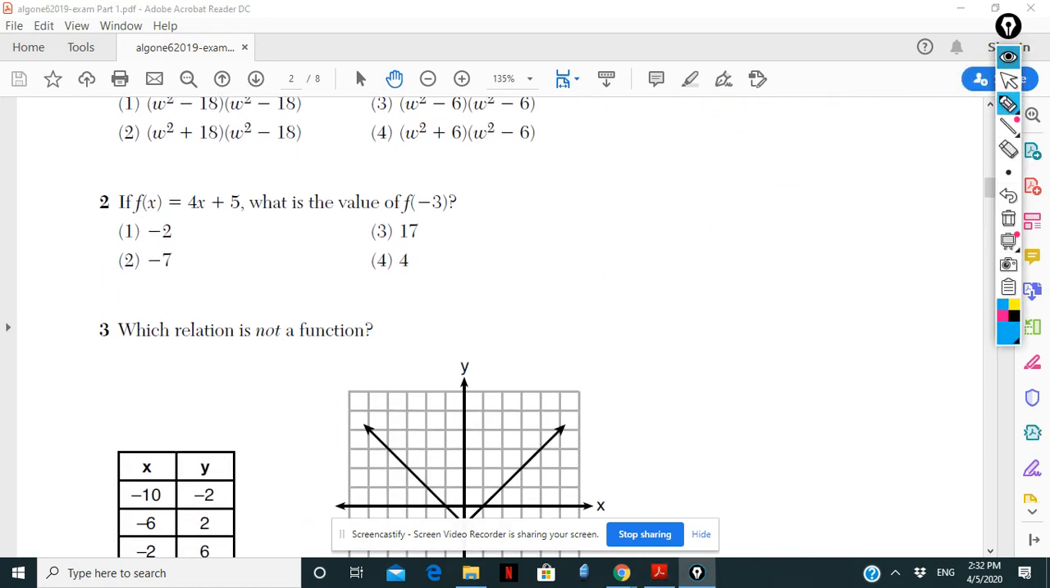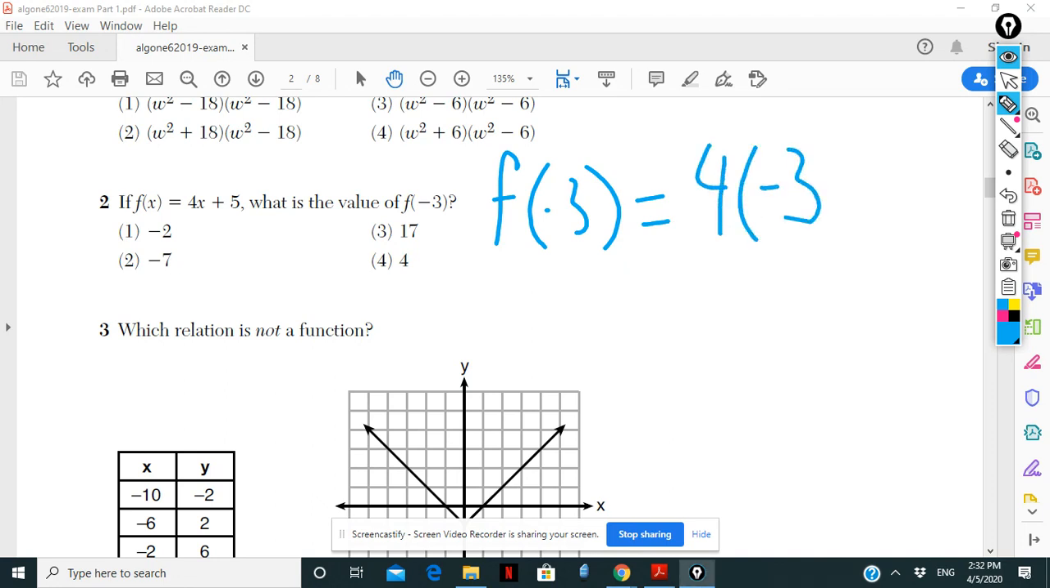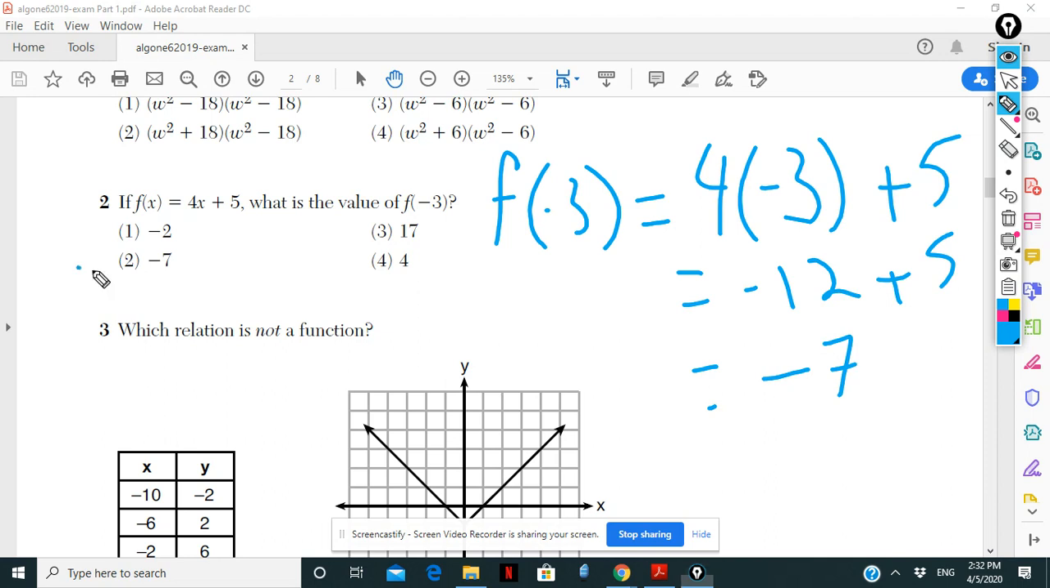Question number 2. He gave me a function for x and he wanted to know the value for -3. So what I'm doing, I'm replacing the x by -3. After that, that's -12 plus 5, giving me -7. So the answer is 2.